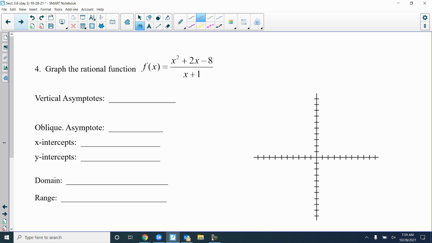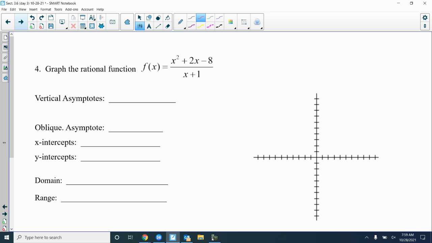Now, this is really good. Now we haven't dealt with this. The degree of the numerator is higher than the degree of the denominator. You don't get a horizontal asymptote. You get what's called an oblique asymptote. Oblique or slant is going to be diagonal. All right? So we're going to figure this out.